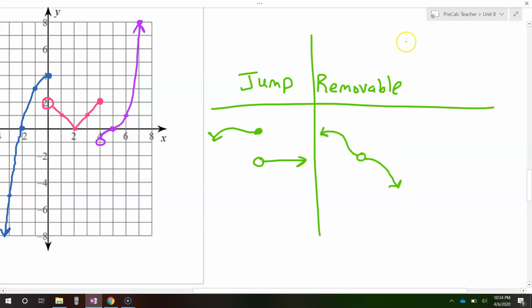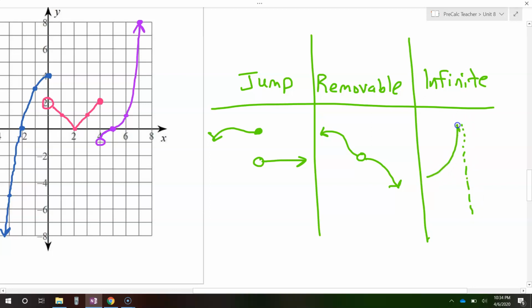All right, this would be a removable discontinuity. And the other kind is called infinite. An infinite discontinuity is when you have an asymptote. Okay, so maybe one part of the graph is going like this, and another part of the graph is going like this. All right, and the graph is split apart by an asymptote. This is an infinite discontinuity.